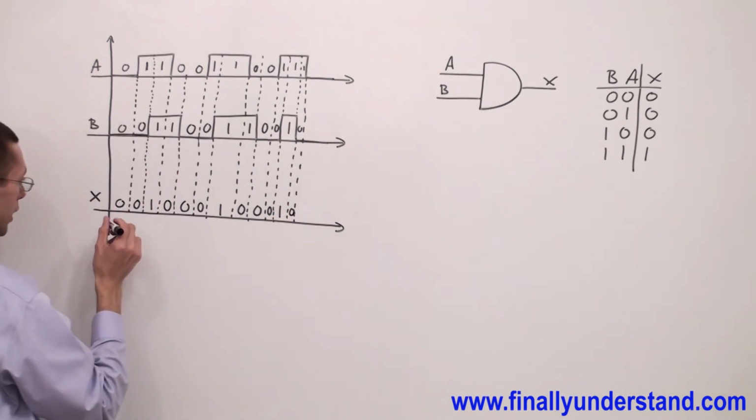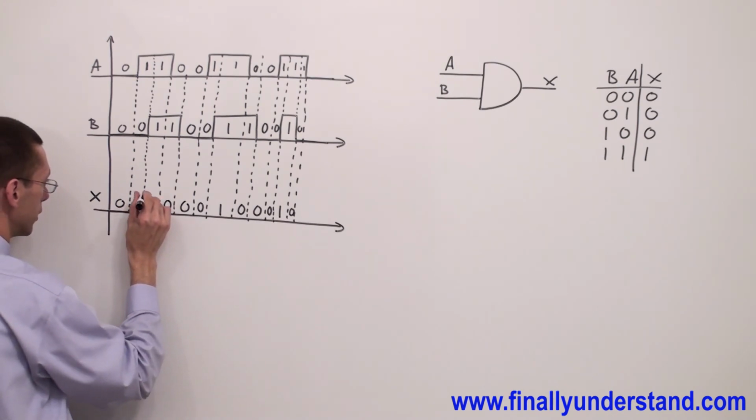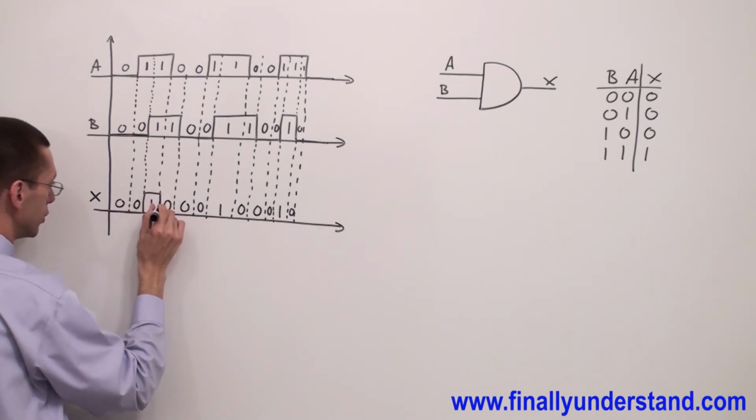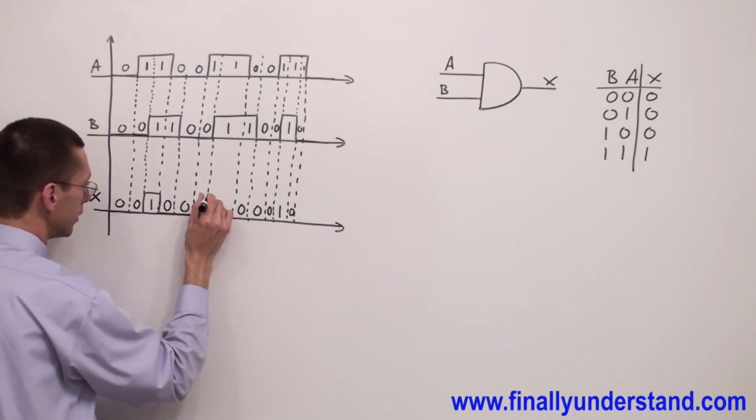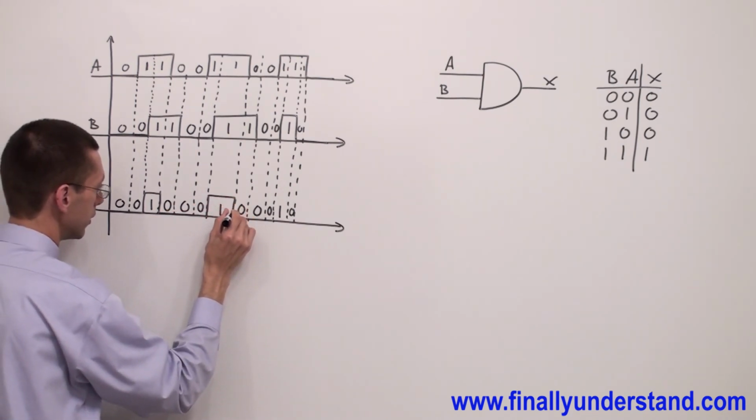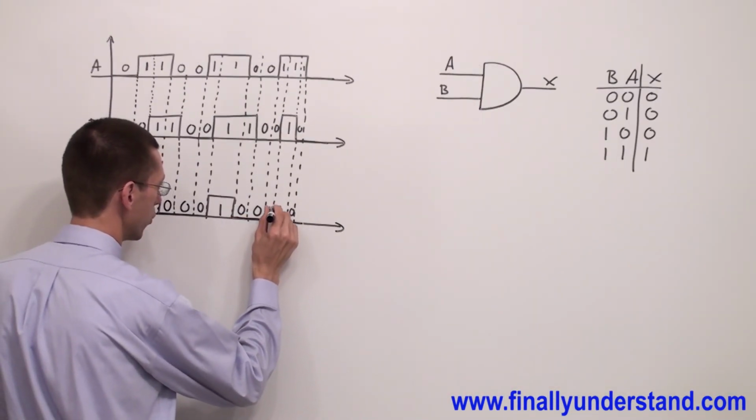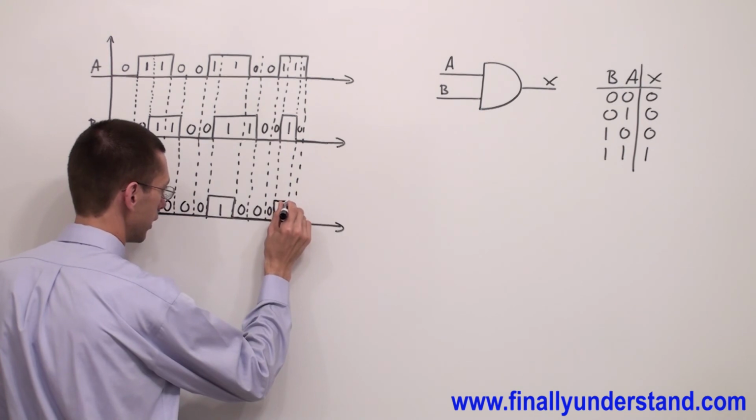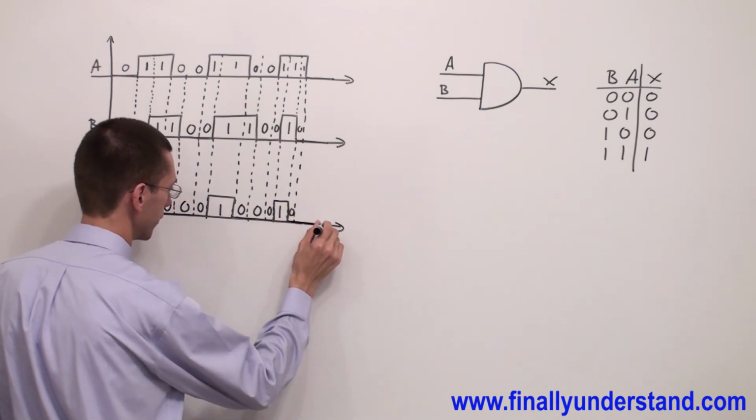Now we can draw the output waveform. We have 0, 0, 1. We have 0, 0, 0, 0, 0, 1, 0, 0, 0, and I have 1, and again I have 0, 0, 0.